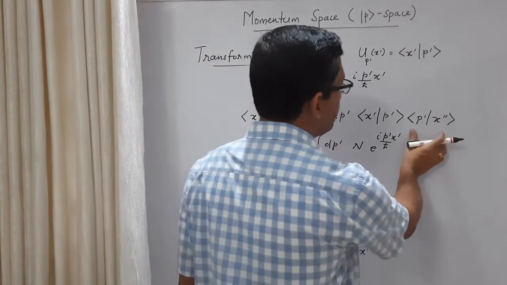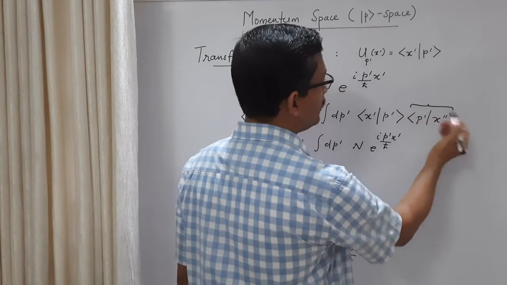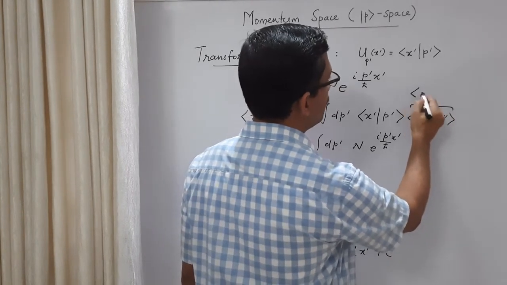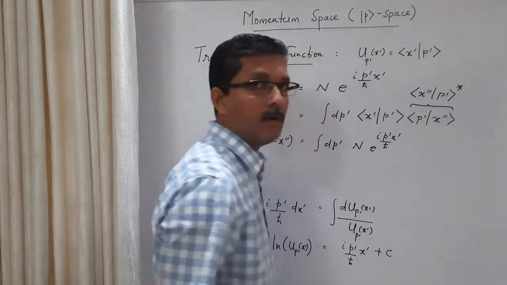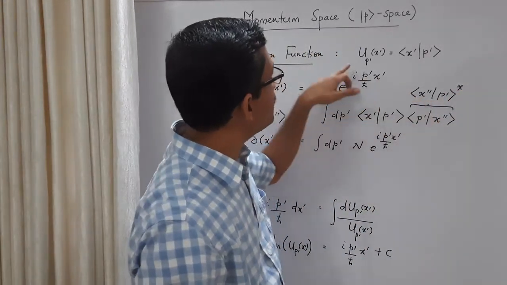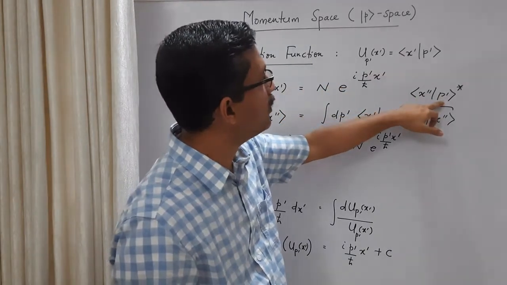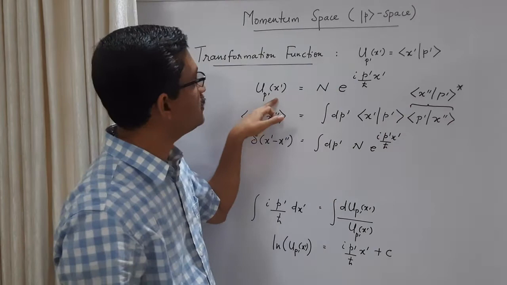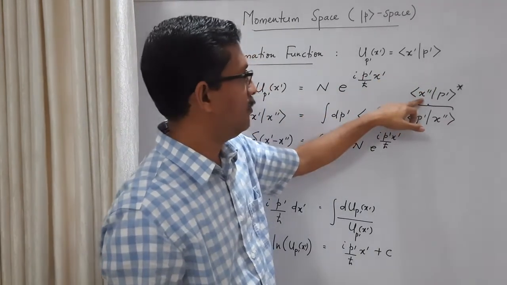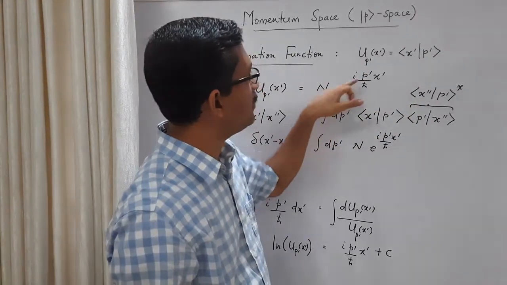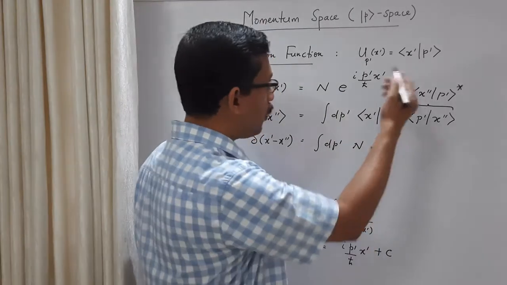Now what about this term? Look at this term. If you interchange the two factors, we get x double prime p prime star. But what is this term? It is same as again this one, this transformation function, component of momentum eigenkets in position basis. Only change is that now instead of x prime we have x double prime, that's all. So we get the same expression with x prime replaced by x double prime with complex conjugate.